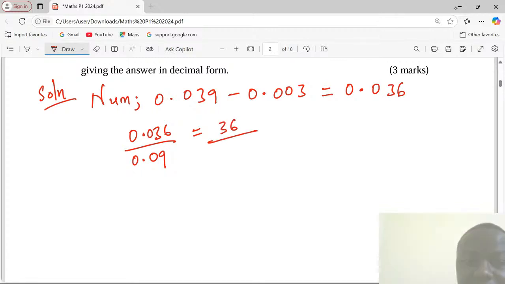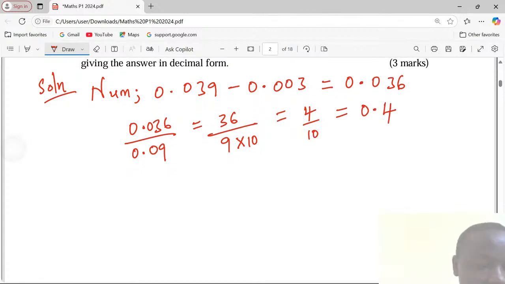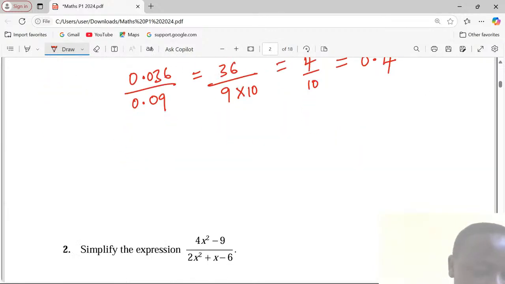Then the denominator will become 9, but there will be an extra 10, because whatever multiplies the numerator must also multiply the denominator. So this will be 4 out of 10, but remember we are to leave it as a decimal. So 0.4 expressed as a decimal. So that is the answer for the first question.